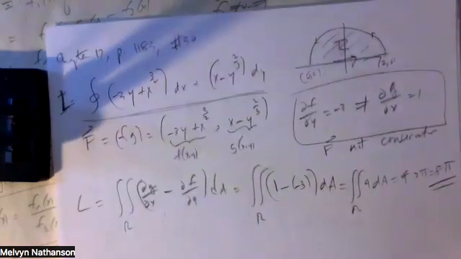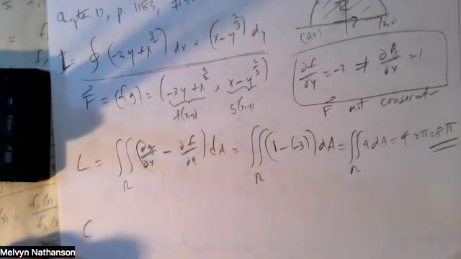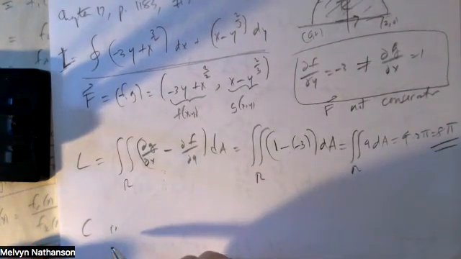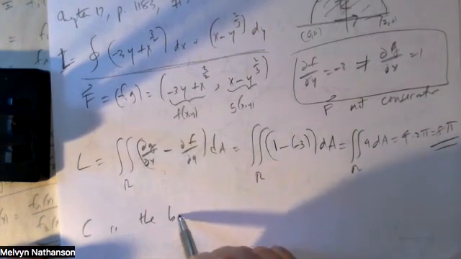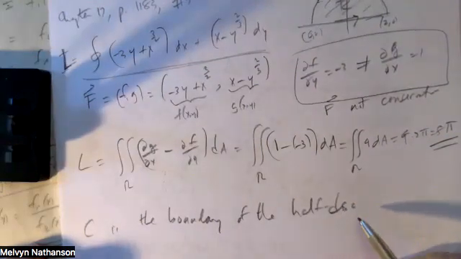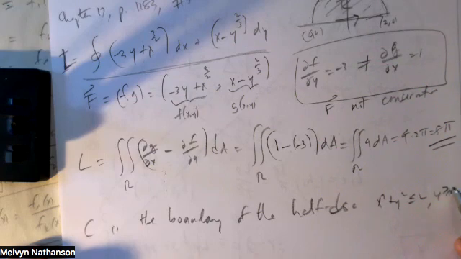Professor, on the part of that question, why do we need, what do we do with x squared plus y squared? Yeah, it's a part of the question. So what the question says is, this is the statement from the question: C is the boundary of the half disk x squared plus y squared less than or equal to 2, y greater than or equal to 0.